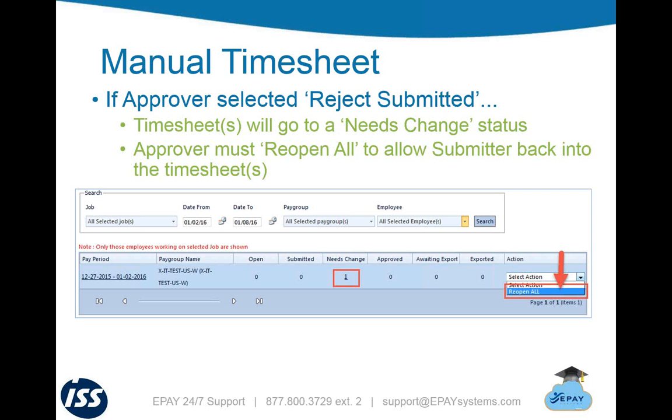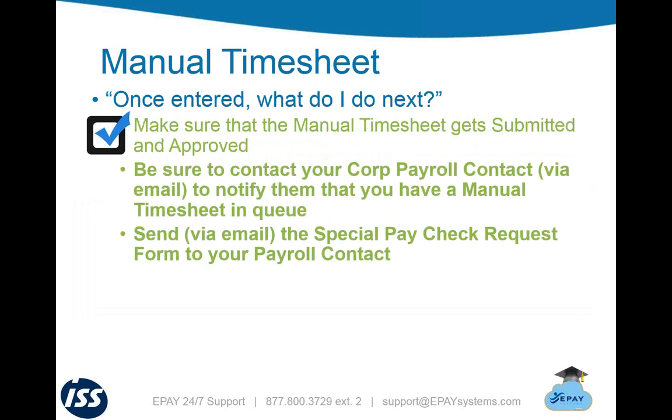The only catch when you reject something, there's a status change to a needs change status, which you then have to basically reopen the timesheet. So that's always the second step to reject. So reject and then reopen if you're going to have to reopen a timesheet for a submitter. Other than that, once the timesheet is ready to go and you've done that part, we're going to come back to this screen here momentarily. But remember, you have to contact your corporate payroll contact. Let them know that you are done with the process.